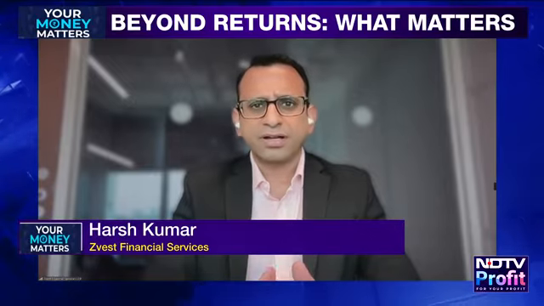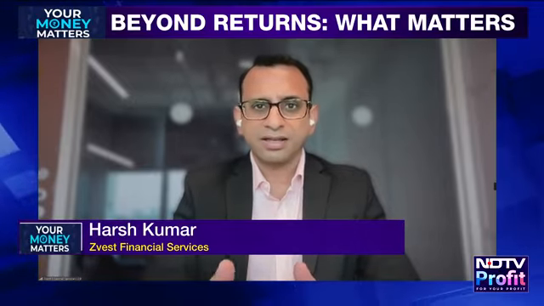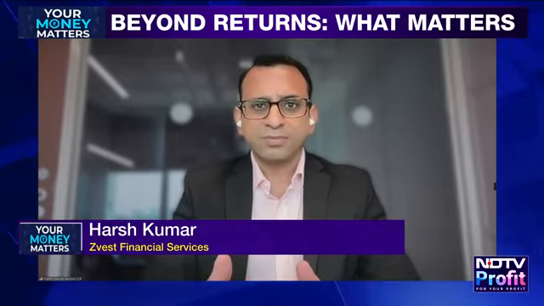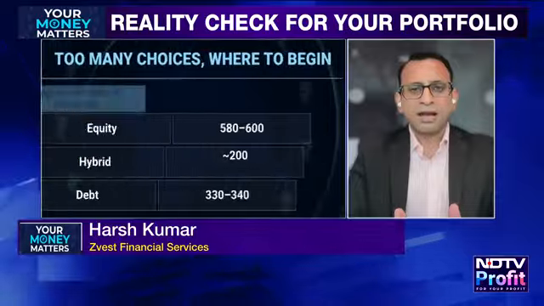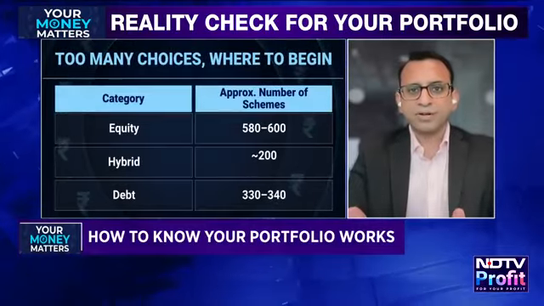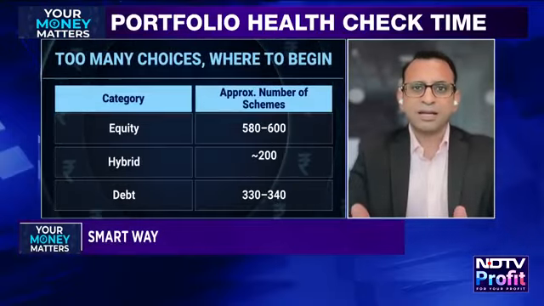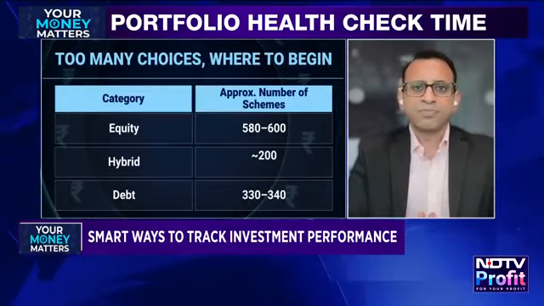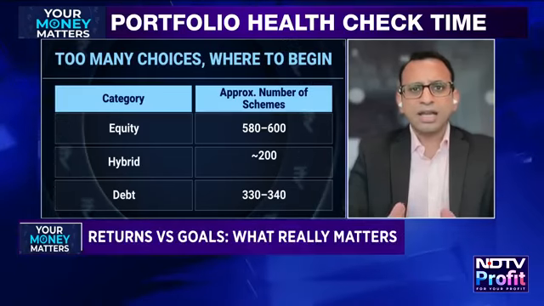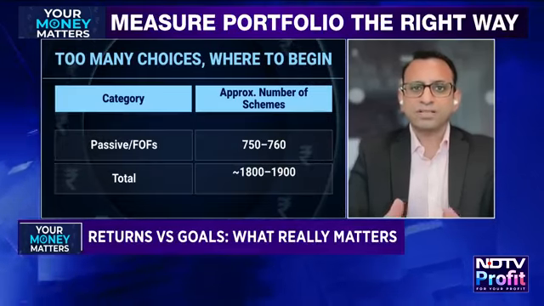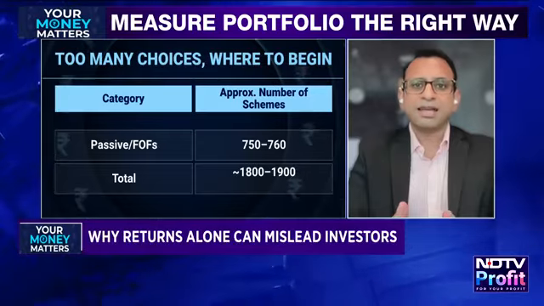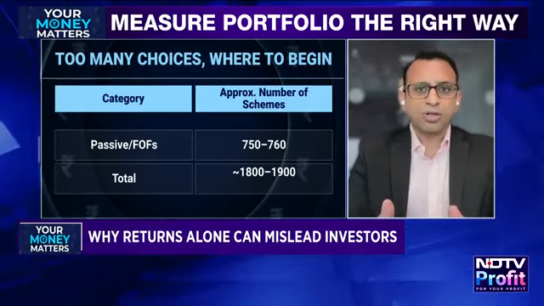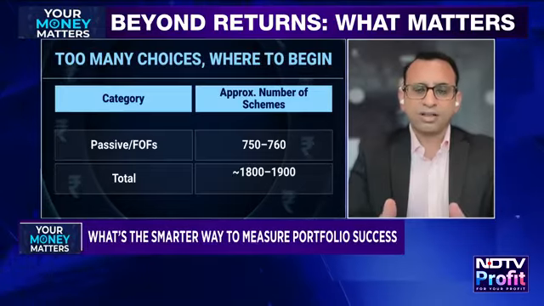Now, let's first understand the lay of the land. Today, if I look at the mutual fund universe, there are close to around 580 to 600 schemes in the equity category. There are close to around 200 schemes in the hybrid category, and 330 to 340 schemes in debt. On top of it, we have around 750 to 760 schemes which are available in passive, FOFs and everything. If I add it up, there are close to around 1800 to 1900 mutual fund schemes available for any and every investor today. And going through the maze of this is very daunting.